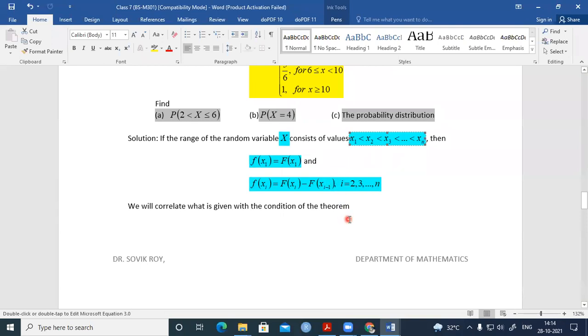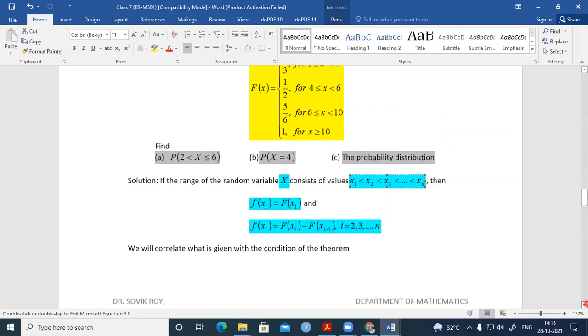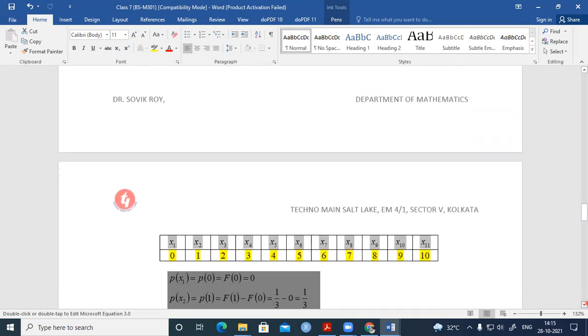Now, if we talk about the subsequent points, then at point 2, that is i equal to 2, we'll write f of x2 is equal to the distribution function's value at x equal to 2 minus the previous value, that is F of x1. So small f of x2 will be capital F of x2 minus capital F of x1, and so on. This is the formula by which the probabilities will be calculated from this particular distribution function. So let's see how it comes out.